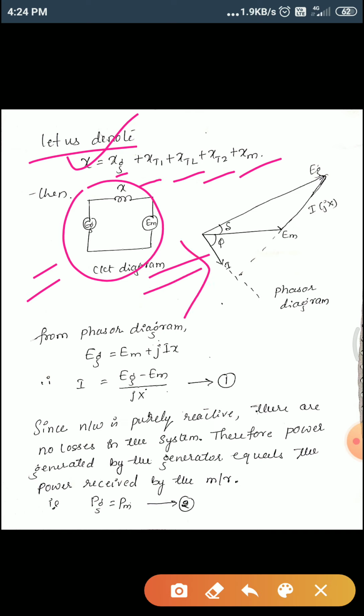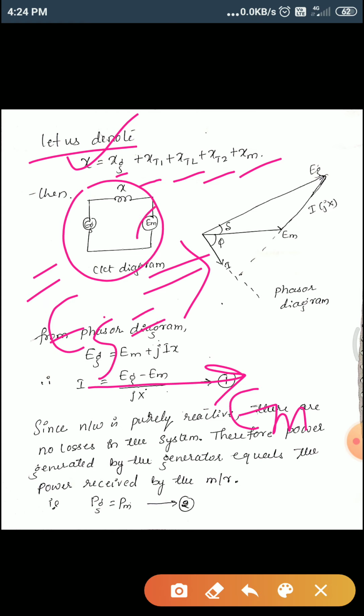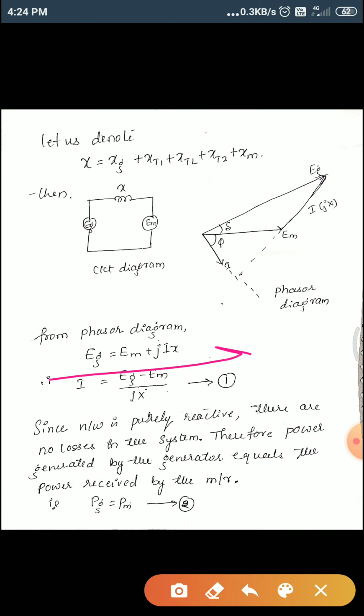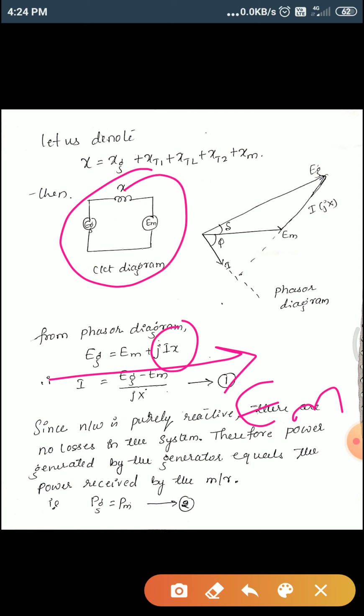Till now we are familiar with drawing the phasor diagram. As we said, consider Em as the reference. Once you have taken the reference, Ez is equal to Em plus the drop across this, so Em plus I into x. Here Em we have taken as the reference, and then what is I into x? Since what we have considered is a reactance, the current will be lagging by an angle phi.